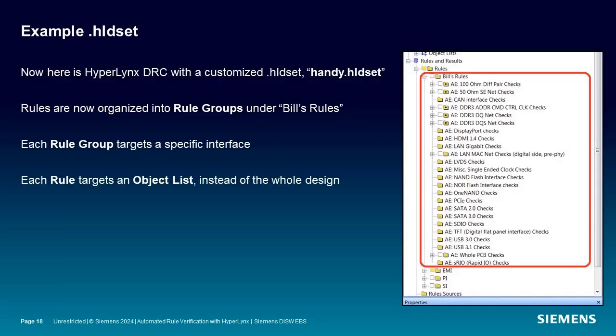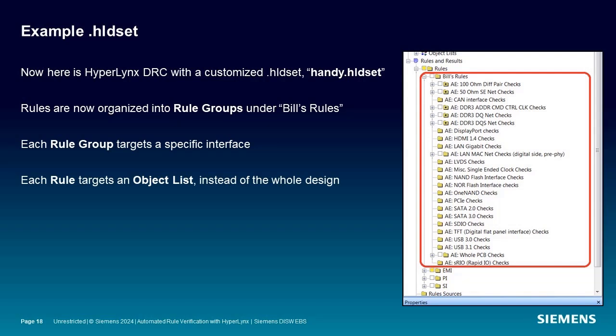Let's take a look at how Hyperlink's DRC can capture a process and organize it for a user group. To use the rules to check, here's the customized HLD set file for Hyperlink's DRC. We call it a handy HLD set. My colleague Bill created this setup for his customers.